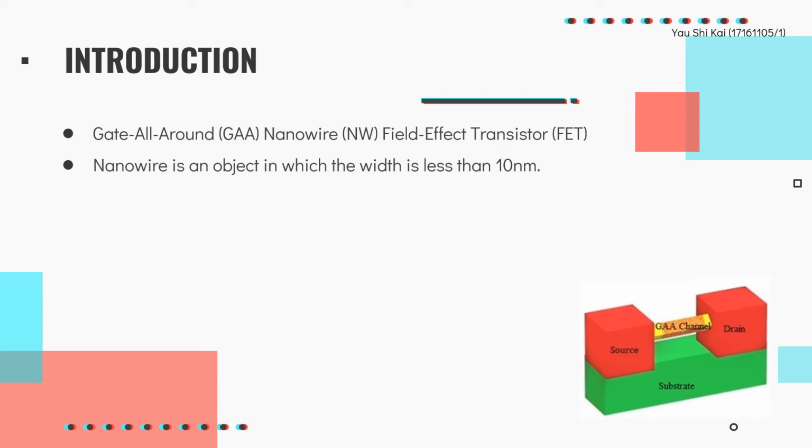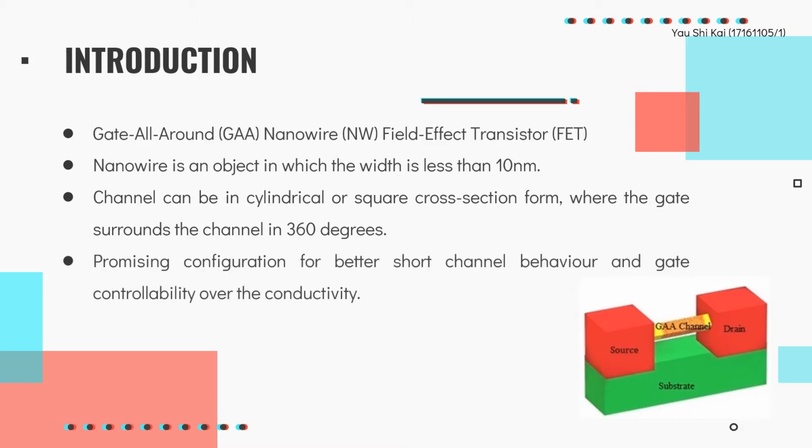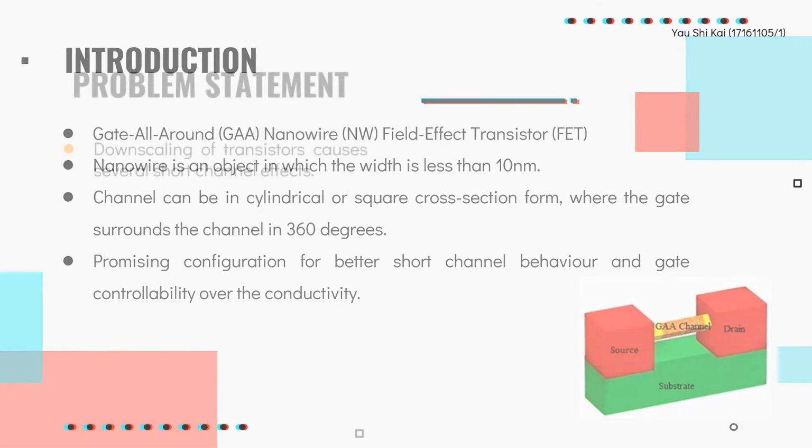Nanowire has a width less than 10 nanometer. The channel can be in cylindrical or square cross-section form where the gate surrounds the channel in 360 degrees. It is a promising configuration for better short channel behavior and gate controllability over the conductivity.